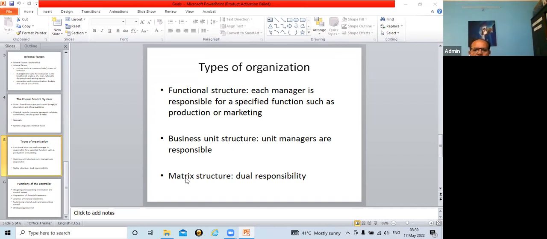Then the third one is matrix structure. What is matrix structure? There is a dual responsibility. There is not one responsibility; double responsibility is given in a matrix structure. One person has been given a dual role. So these are the types of organization.